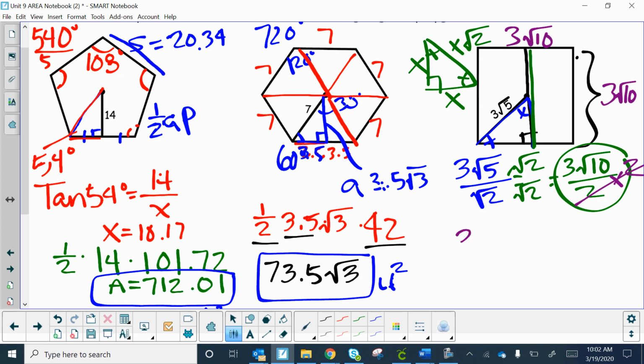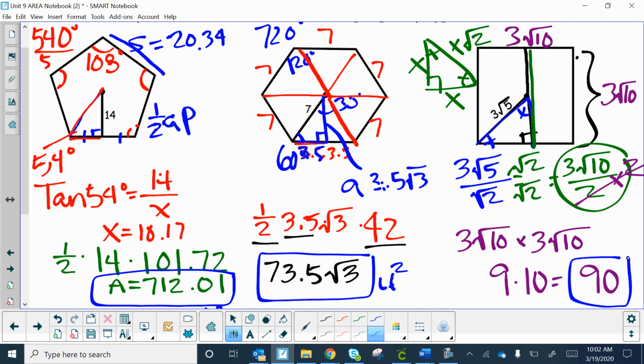So all you have to do to figure out the area is 3 radical 10 times 3 radical 10. You've multiplied that before earlier this year. So 3 times 3 is 9. And radical 10 times radical 10 is 10, which gives 90. So the area of that square is 90 square units.